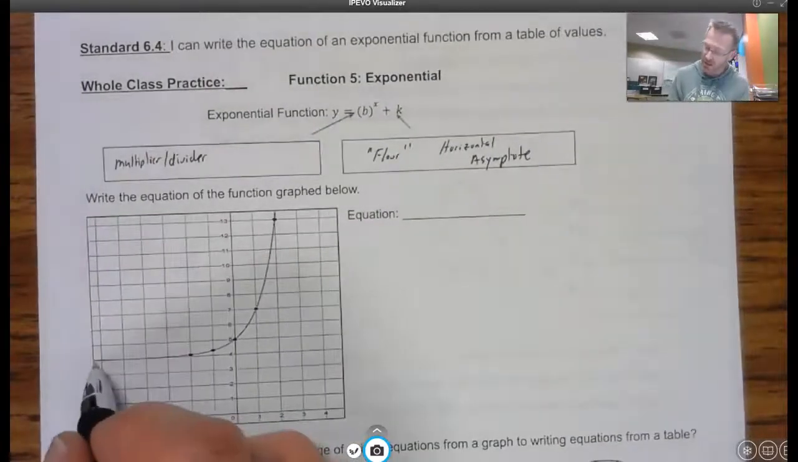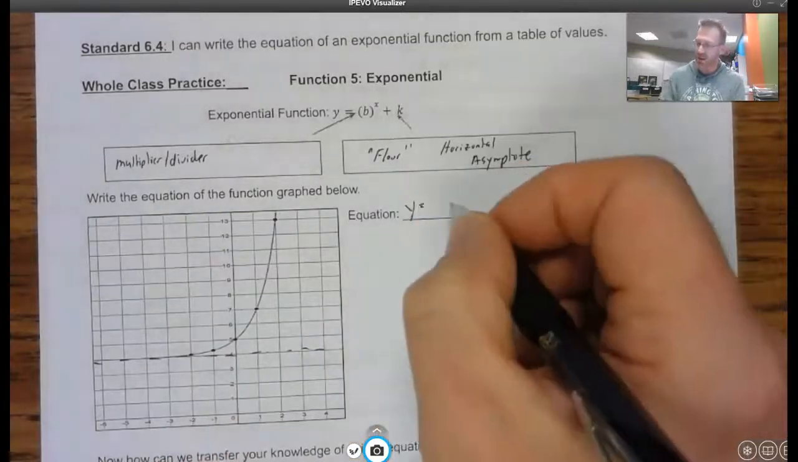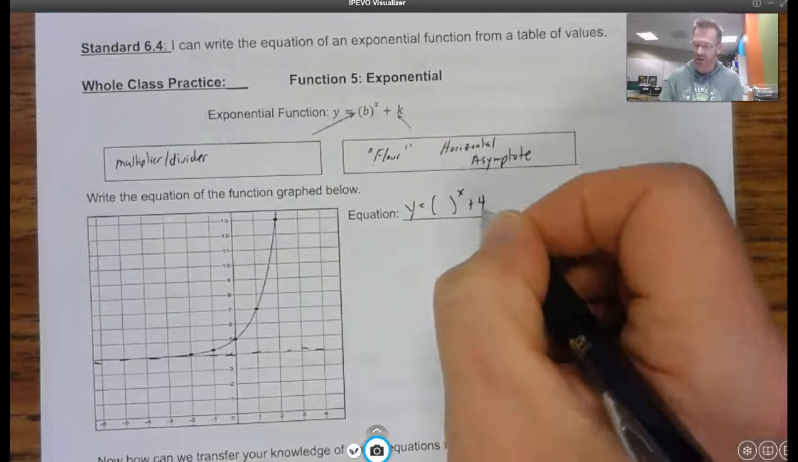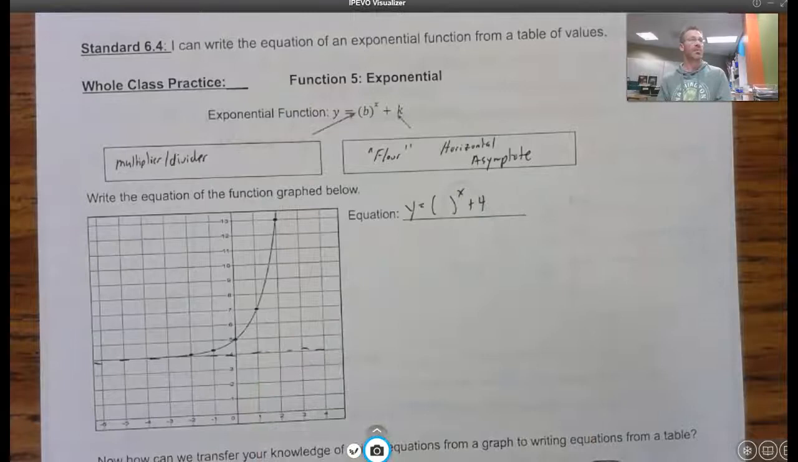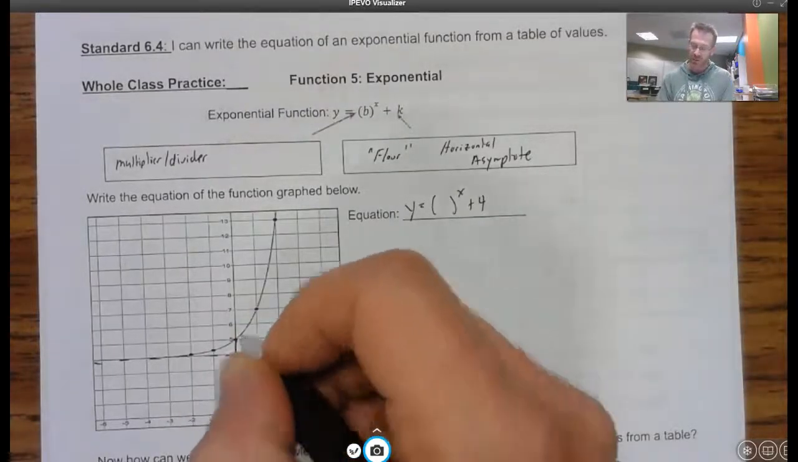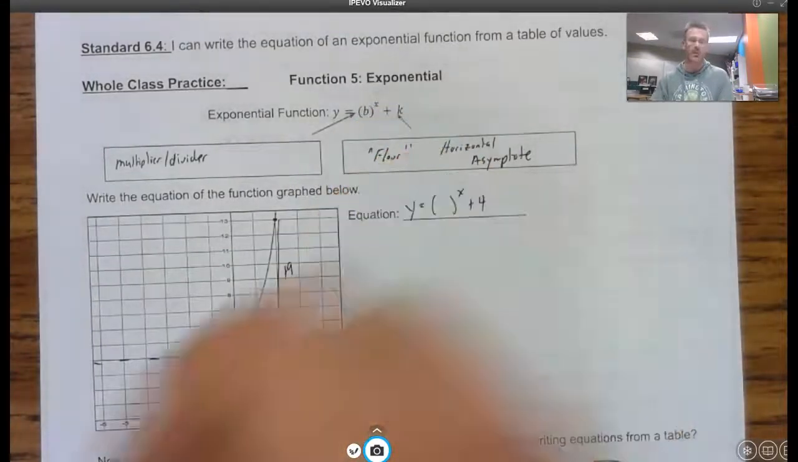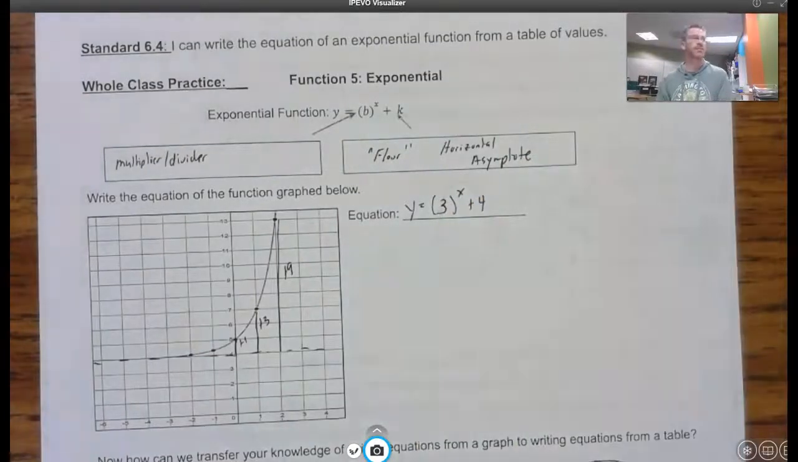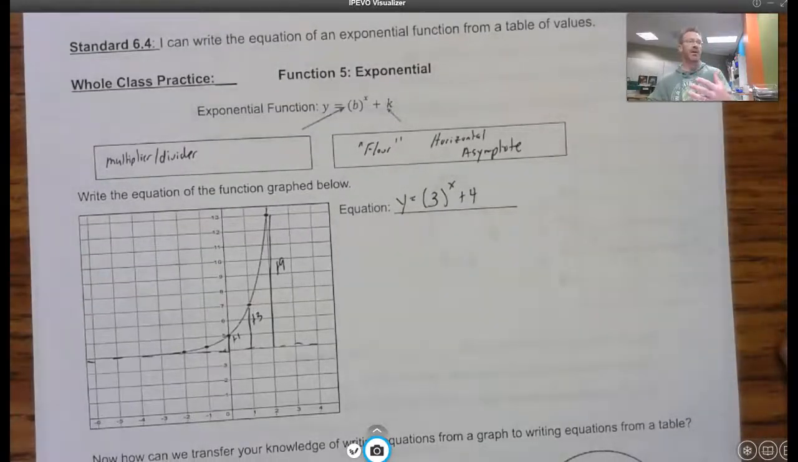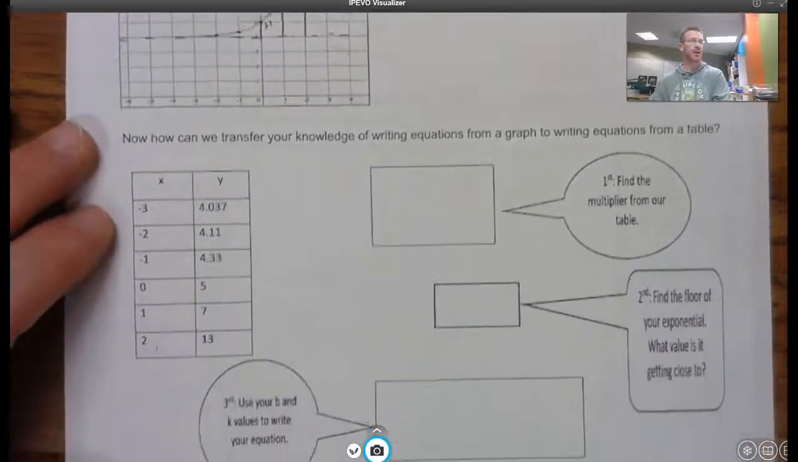So we can see that the floor is +4. So I have the problem halfway beat. There's my +4. Now, hopefully you see that our graph is going uphill. Therefore, we have a multiplier. So if I look, I go up 1, and then up 3, and then up 9. 1, 3, 9. That means I'm multiplying by 3, so my base is 3. And there's our equation. Once again, transfer of knowledge: we want to see those same things in our table.